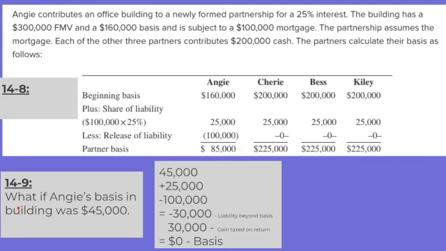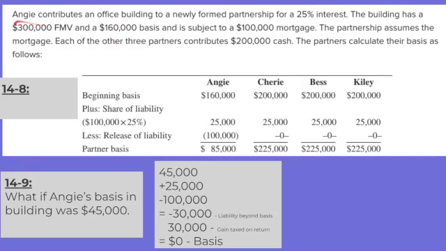Now 14-9, what if Angie's basis in the building was only $45,000? Then we have the same calculation, right? But we start with 45 instead of 160. This number is arbitrary. It's just based on her investment, right? So we start with 45, we add 25, and just to point something out, why would they still be willing to let her put that in?